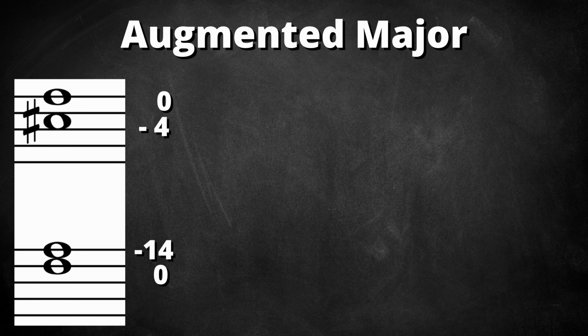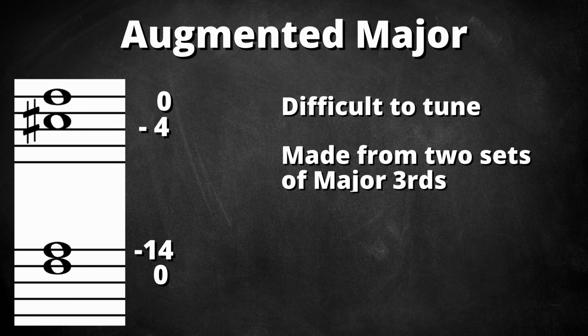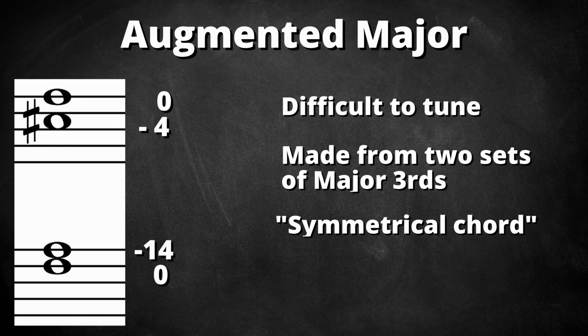The major augmented chord. The major chord with an augmented 5th is, despite its somewhat dissonant sound, part of the official chord vocabulary, and it can be very difficult to tune as well. This is because the chord lacks pure or perfect intervals like fifths or fourths to help stabilize it. Instead, it's made up from two major thirds. This is called a symmetrical chord because it's made up from the exact same intervals.